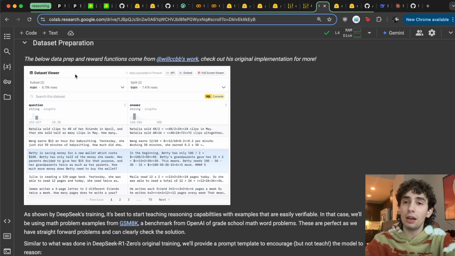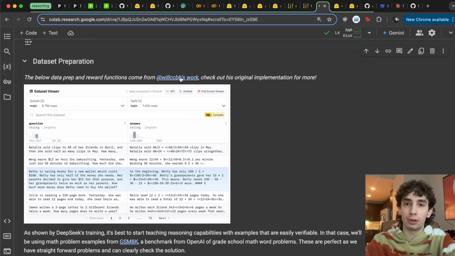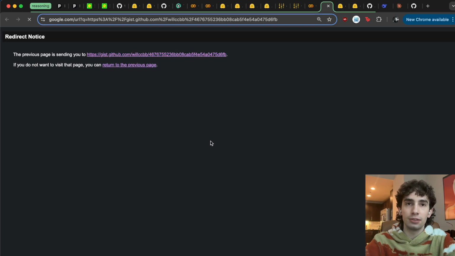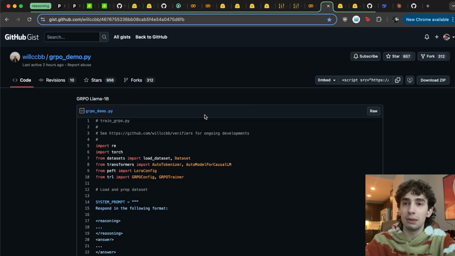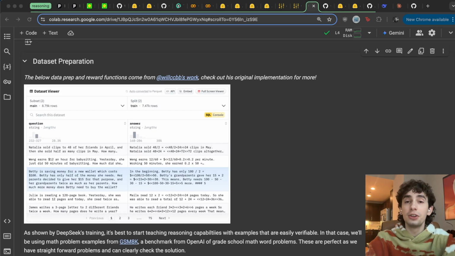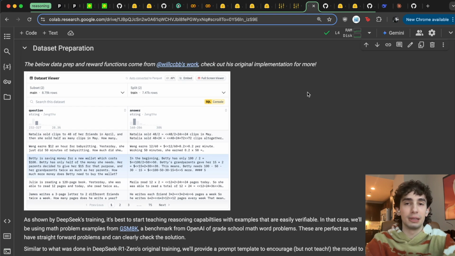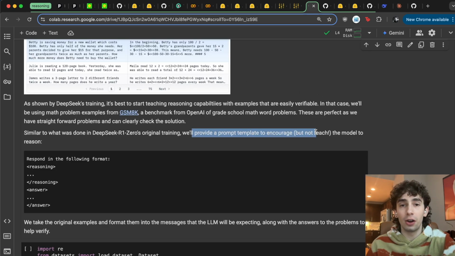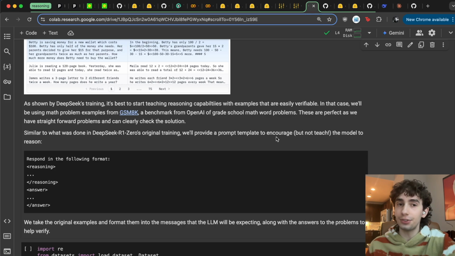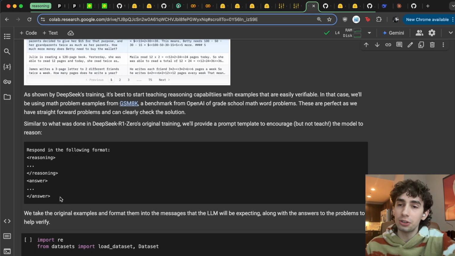As a note, a lot of the data prep and reward functions that we're going to see is coming from this lovely man, Will Brown's demonstration here. So while this is being repurposed for our use case, I'll leave his work in the comments below so that you can see the specifics of how it was implemented. Additionally, we're going to provide our own prompt template to encourage, but not necessarily teach the model to reason, and it's going to look a little bit like this. Literally just says, respond in the following format, reasoning, ... end reasoning, answer, ... end answer.